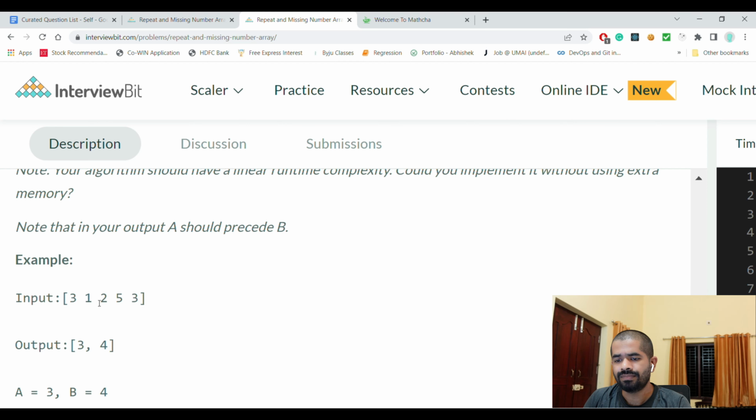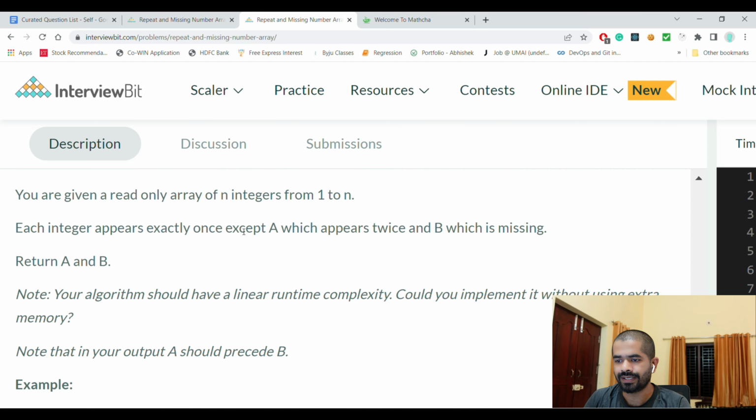So the example they are telling is you've got numbers. The length of this array is 5, so you are supposed to have numbers from 1 to 5: 1, 2, 3, 4, and 5. But if you look at this array that they've given, 3 has been written twice and 4 is missing.